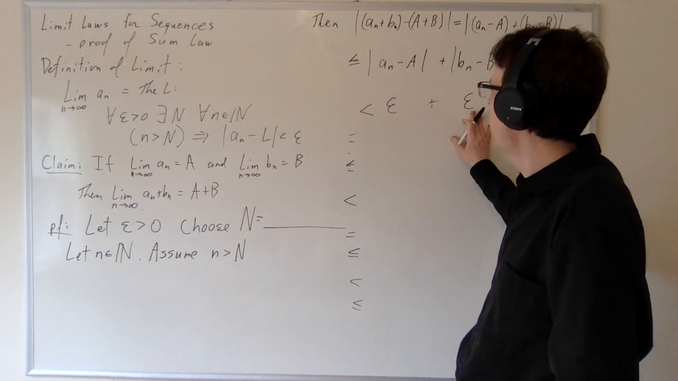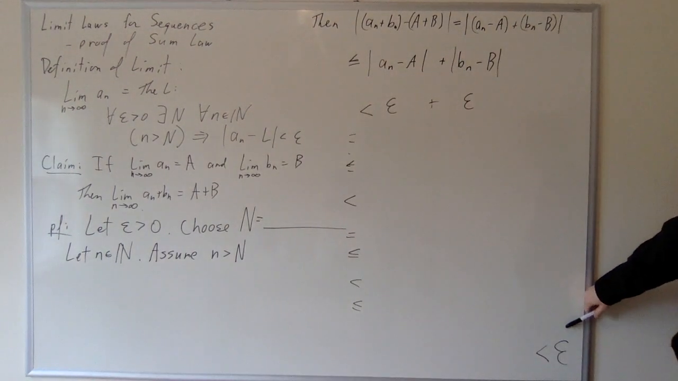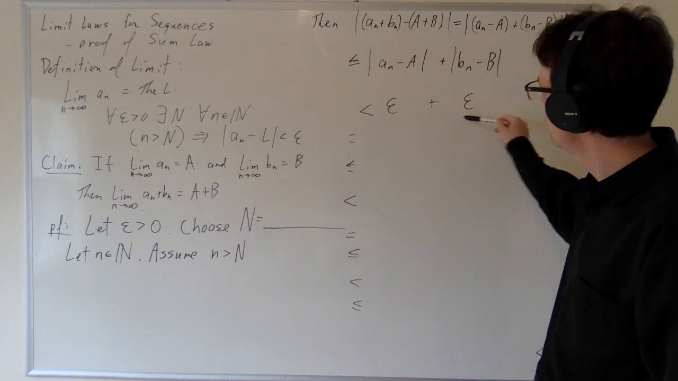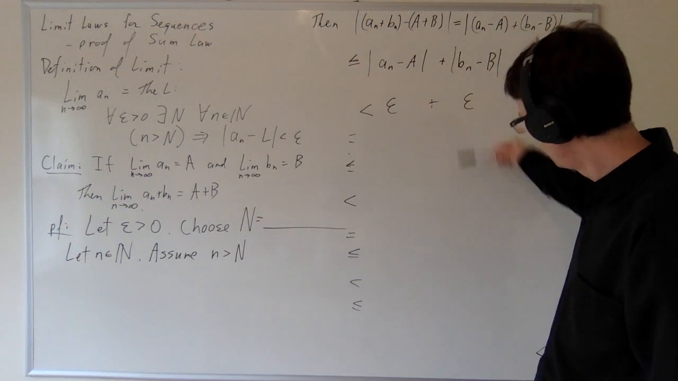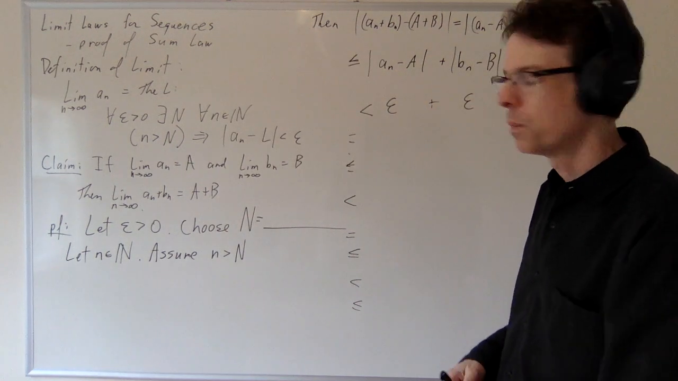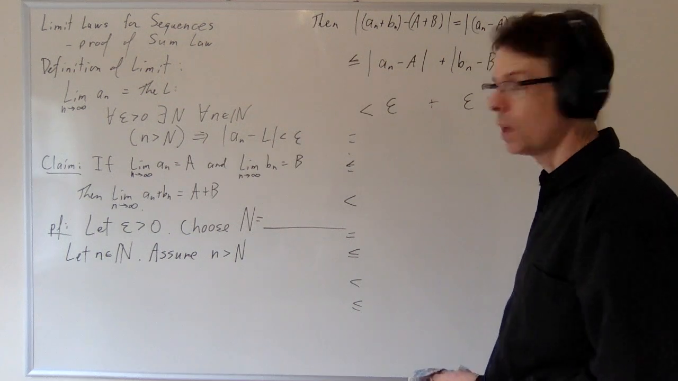There's another reason this is not quite going to cut it. The other reason is this gives us 2 epsilon, which is too big. We've overshot here. We're supposed to get less than epsilon, and this is going to give us 2 epsilon, which is going to fail here. What we really need this to be is epsilon over 2.